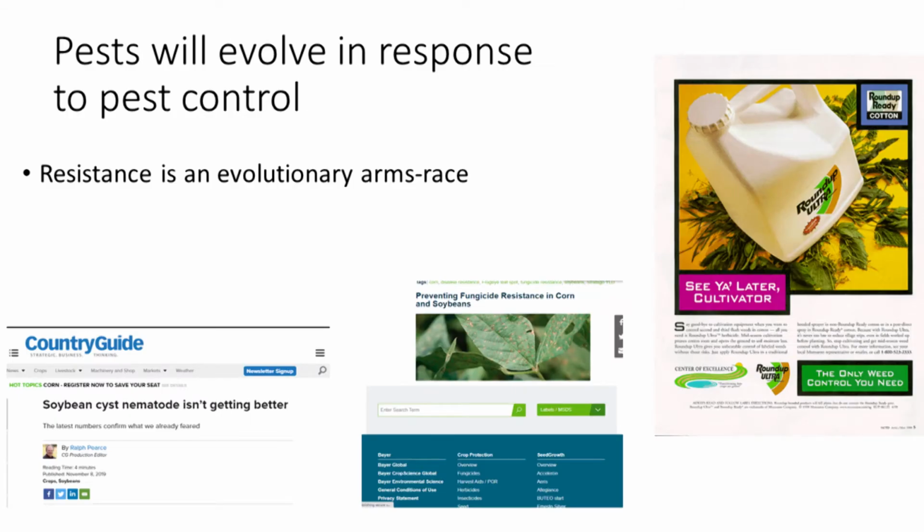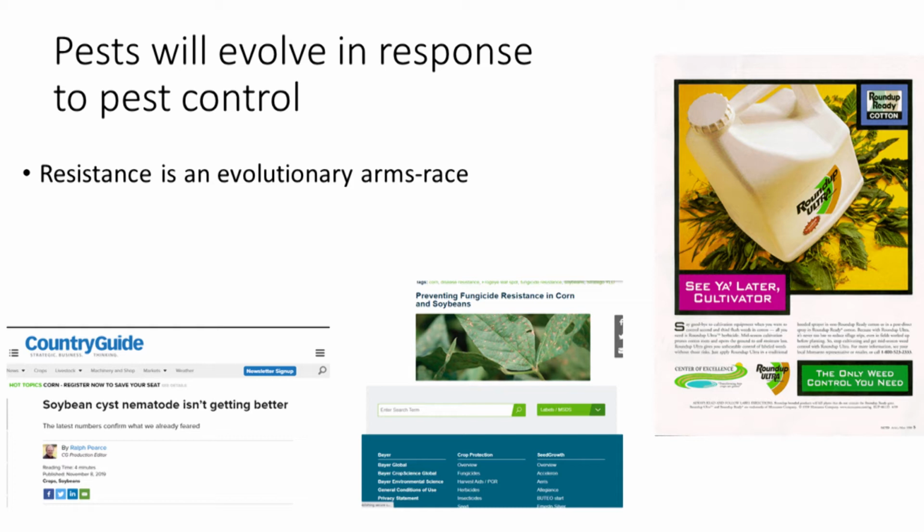Next big takeaway for pests worldwide is that resistance is an evolutionary arms race. Many of the ways farmers control pests are selecting for resistance. They're putting pressure on that population to evolve resistance to that control method. That's true for new varieties with improved genetics for disease or insect resistance. So I have here soybean cyst nematode, which isn't getting better because current methods of genetic resistance, currently resistant varieties of soybean, are becoming less and less effective.